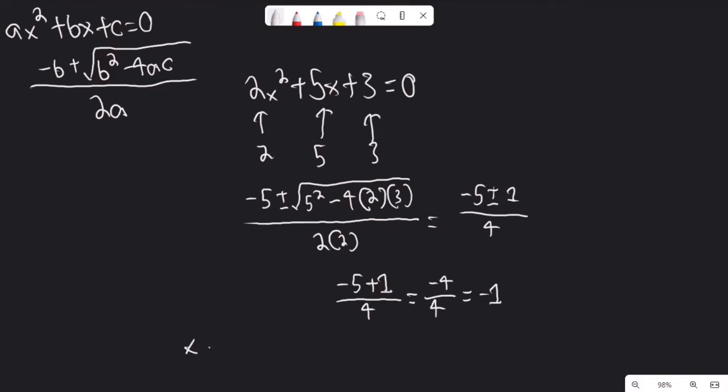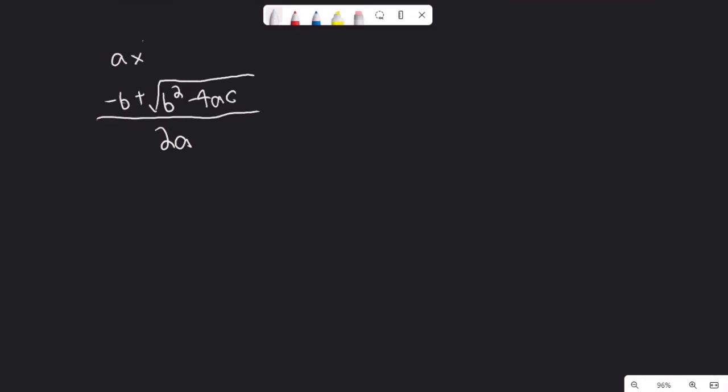Because of the plus or minus, we break it into two equations. Negative 5 minus 1 over 4, which would simplify to negative 6 over 4, which then gives us negative 1.5. So the other answer would be negative 1. Alright. Now what if the equation is in the format ax squared plus c is 0? So in this case, b would be 0.